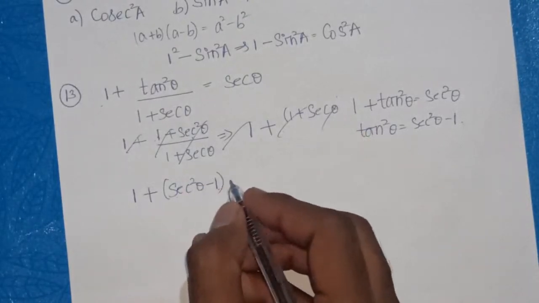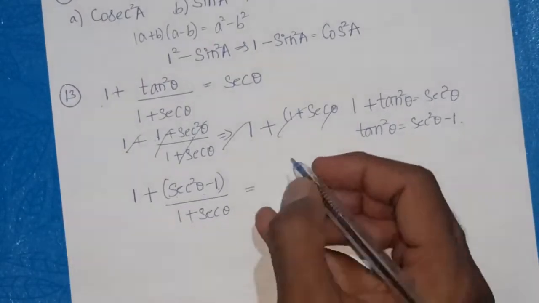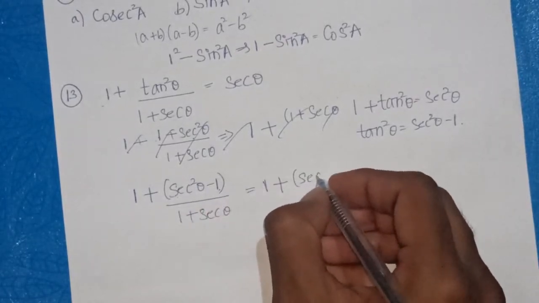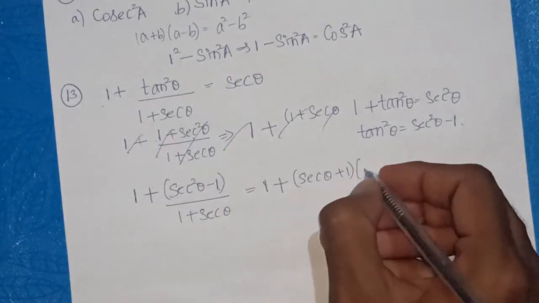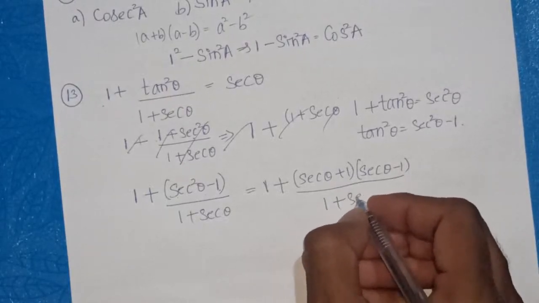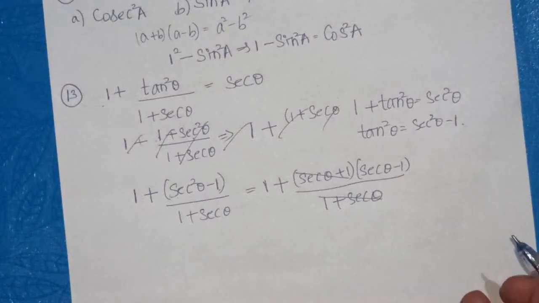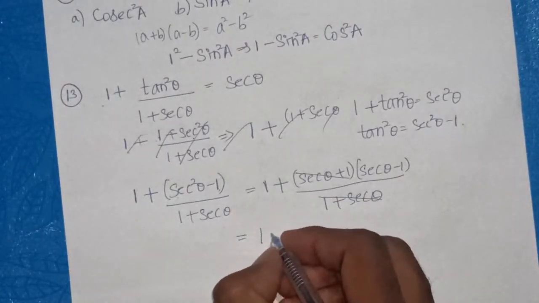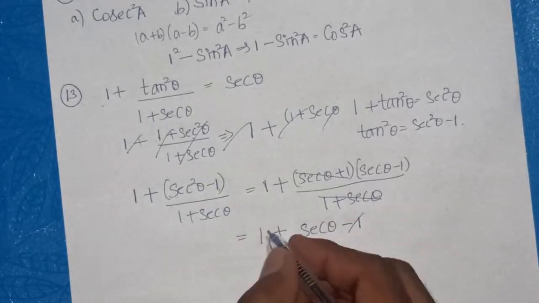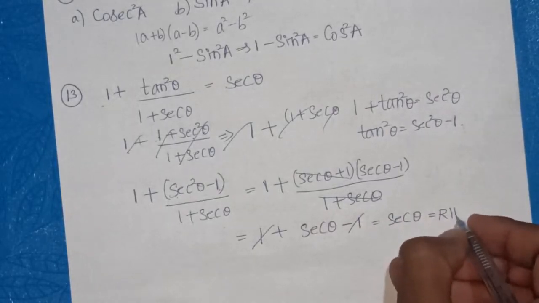1 plus secant square theta minus 1, divided by 1 plus secant theta. Here we have a square minus b square, so it can be written as (a plus b) into (a minus b) divided by 1 plus secant theta. Secant theta plus 1 and secant theta plus 1 cancel out. We are left with 1 plus secant theta minus 1. Minus 1 plus 1 cancels out. We are left with only secant theta, which is our RHS.